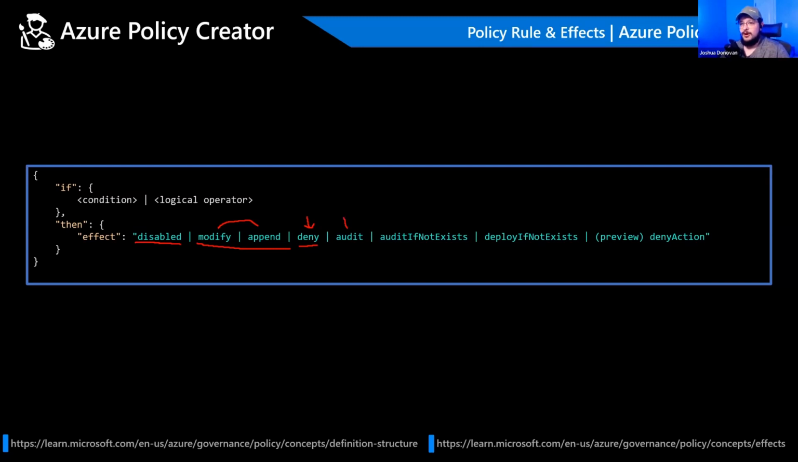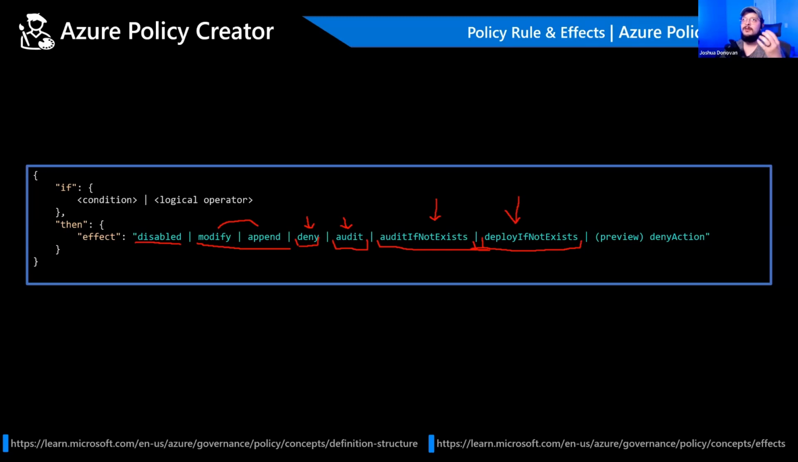Okay, so then we have audit. What audit does is it takes no action against the resource, but it does report back to the compliance dashboard. So it comes after the deny. If you pass the deny, you weren't denied your deployment, you can still be audited for non-compliance. And then there's also audit if not exists and deploy if not exists. They run at about the same time. These two are special because they can look at the relationship between a parent and a child resource.